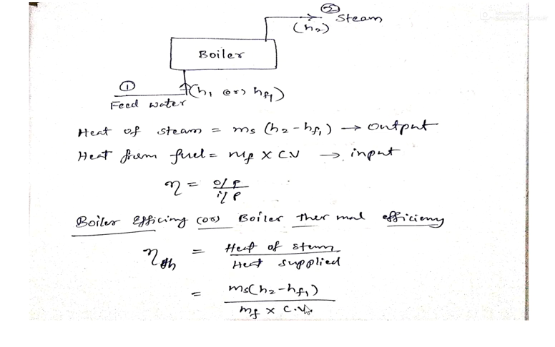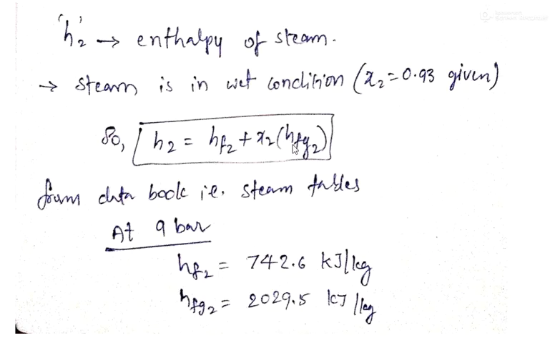So Cv value is given, and ms and mf values are given in the question itself. So let us find out H2 and Hf1 from the steam tables. Before that, we have to write a formula for the enthalpy of the steam at the second condition, that is H2. Because it is given that the steam is forming, the dryness fraction of the steam at the condition is 0.93, which is given in the question.